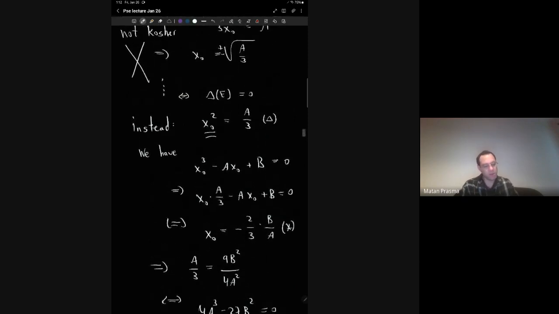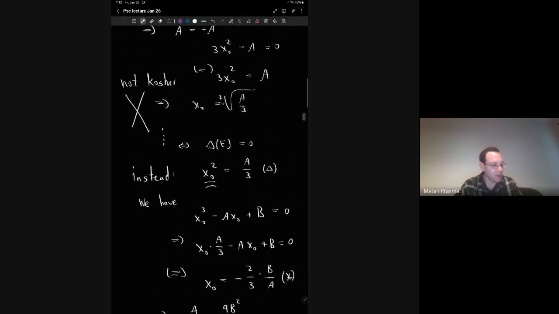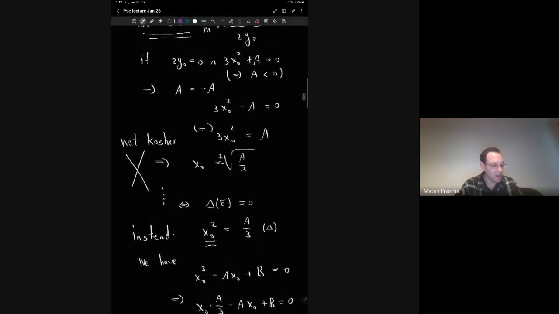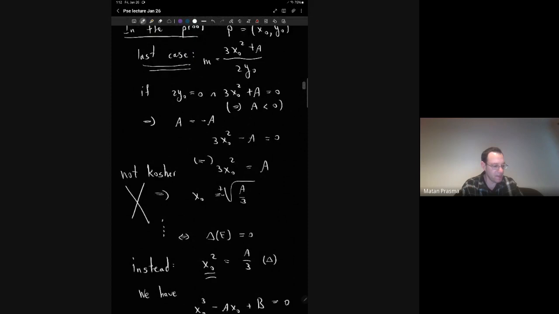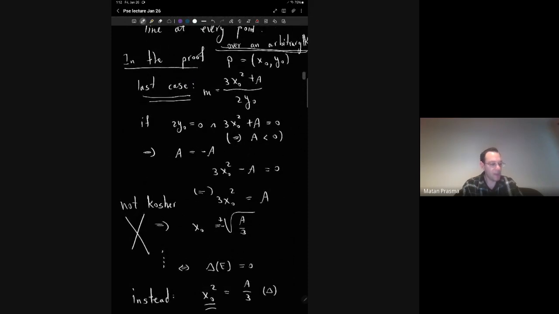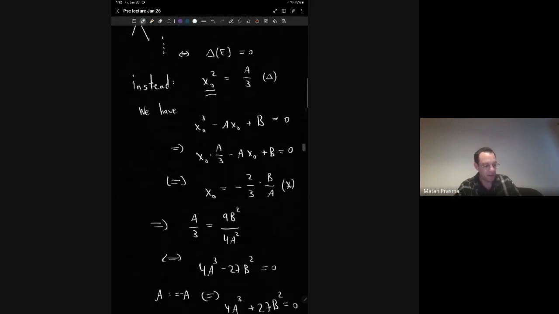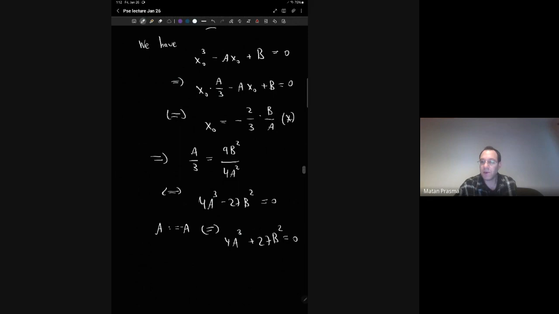So we get that the condition of having a well-defined tangent line at the point P, for which both the numerator and the denominator are 0, is equivalent to saying that the discriminant is non-zero. So this gives us smoothness. Any questions about this correction?